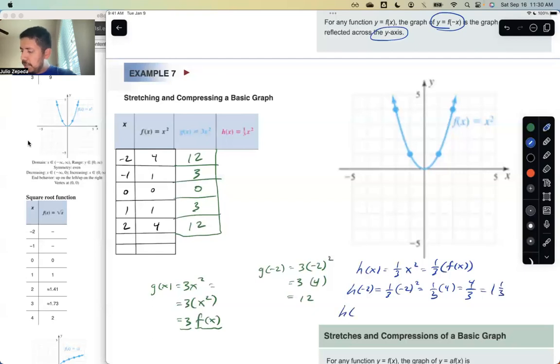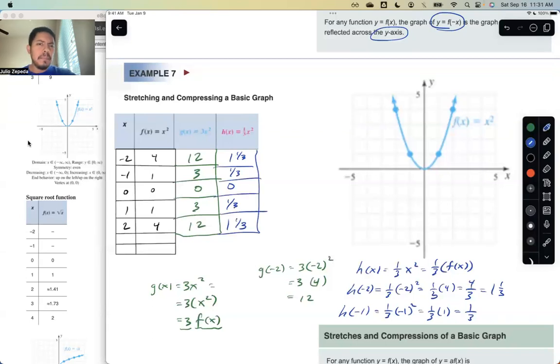I'll do one more. H of -1 is 1/3 times -1 squared. -1 squared is 1. So this is just 1/3. So we get 1 and 1/3, 1/3, 0, 1/3, and 1 and 1/3. Parabolas have what's called an axis of symmetry. So about this axis here, in this case, the vertical line that goes through the vertex, this function will be symmetric about it.